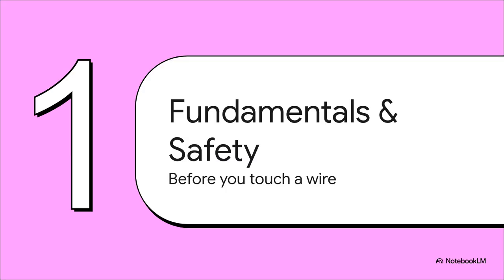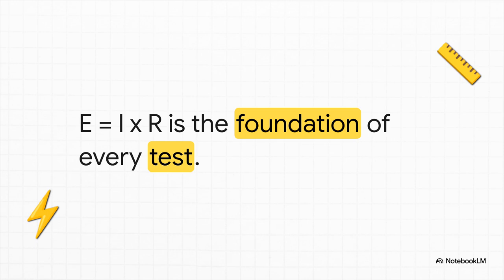All right, Section 1, Fundamentals and Crucial Safety. Before you ever touch a wire, pull a disconnect, or even clip on a meter, we've got to reestablish the absolute non-negotiables. E equals I times R, Ohm's law. It's the foundation of every test. Voltage confirms electrical pressure is arriving. Amperage confirms the load is physically working. But resistance? That's how we safely confirm an open or shorted component with the power completely off. Your schematic is the map for placing those probes safely.